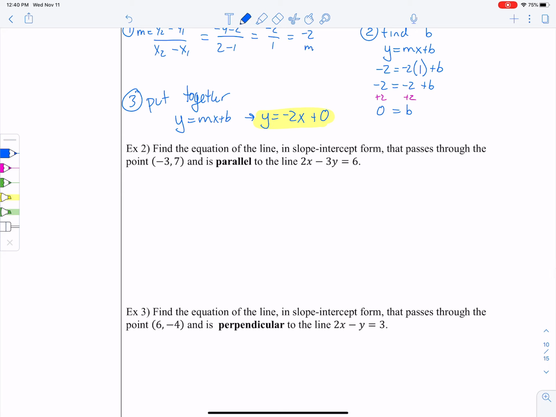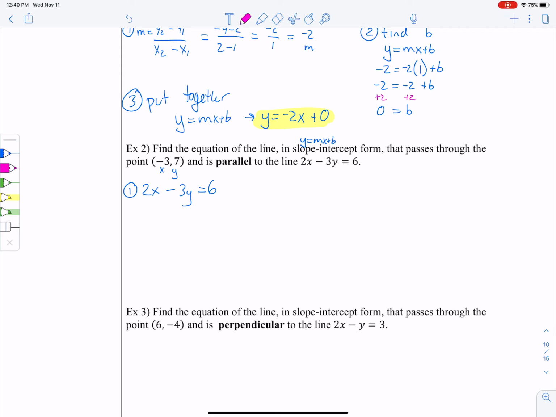Next it says, find the equation of the line in slope-intercept form. So they want the answer to be y = mx + b, that passes through point (-3, 7). So here we have an x and y, and is parallel to this line. Okay, so this time, we still do the same 3 steps: slope, find b, put together. However, this time, they're giving us a line. Okay, and we're going to use that to find our slope.